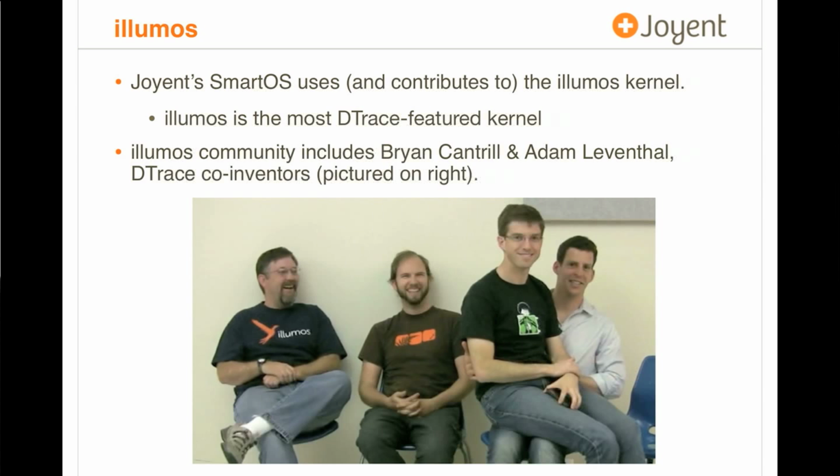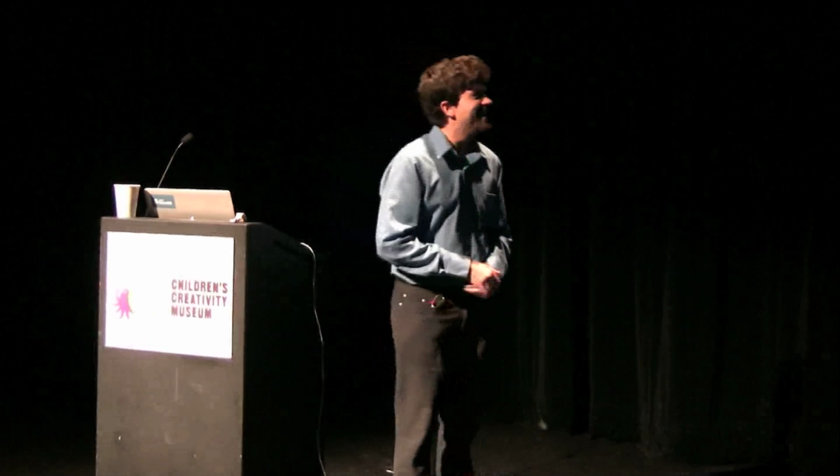Illumos, which the Joyent SmartMachine uses and contributes to, is the most DTrace-featured kernel, and it's due in part to us having two of the fathers of DTrace, including father and son.